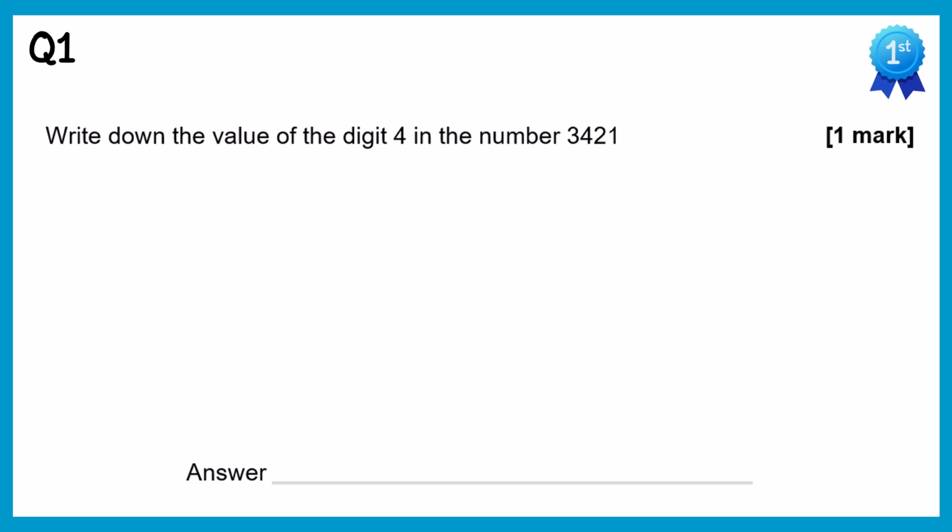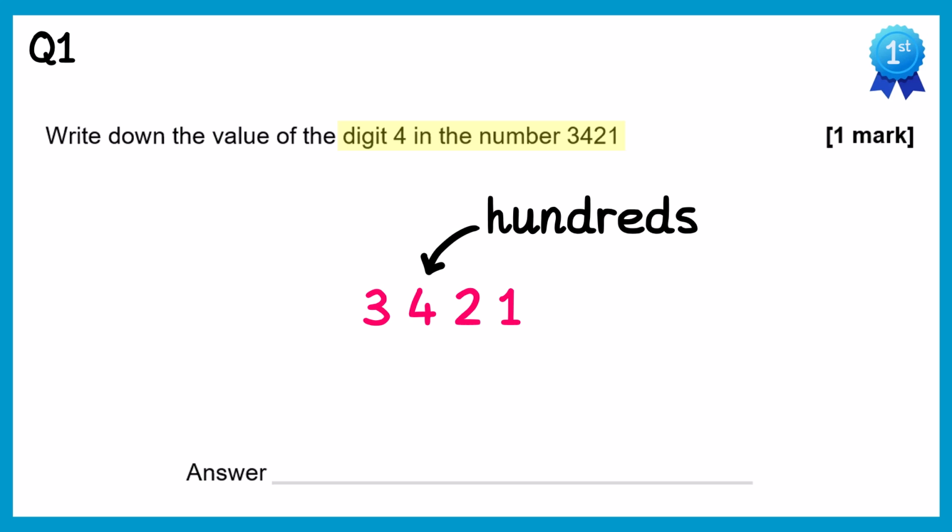In this first question, we need to write down the value of the digit 4 in the number 3421. When we write out this number, the number 4 is in the hundreds place. This means it represents 400, so 400 is the answer to the question.